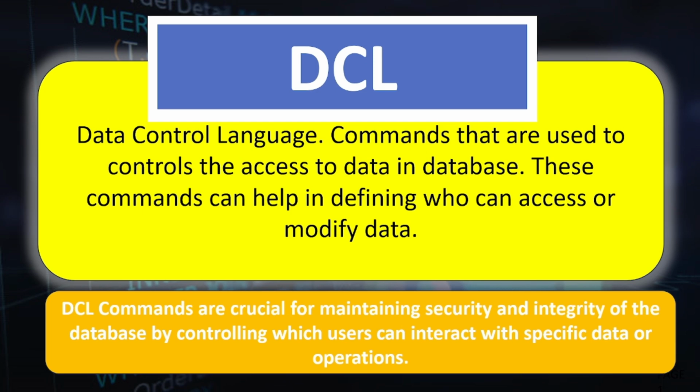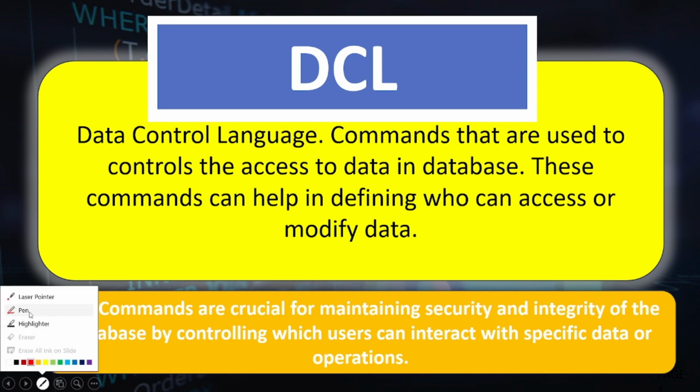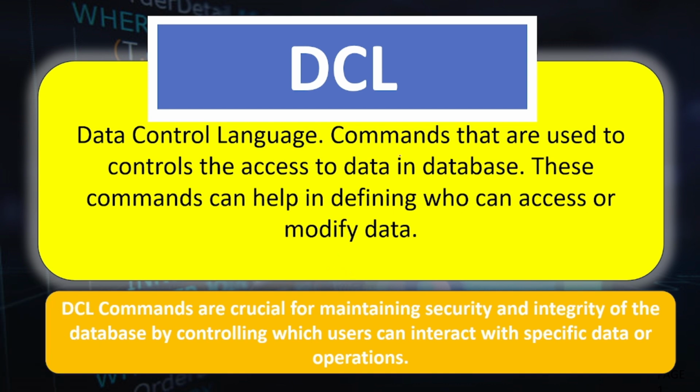Before we go to SQL Server and see DCL in action, let's define what DCL is. The Data Control Language is basically a set of commands that are used to control access to the data in the database. These commands help in defining who can access or modify the data. DCL commands are crucial for maintaining security and integrity of the database by controlling which users can interact with specific data or operations. Let's dive into some real-time examples.